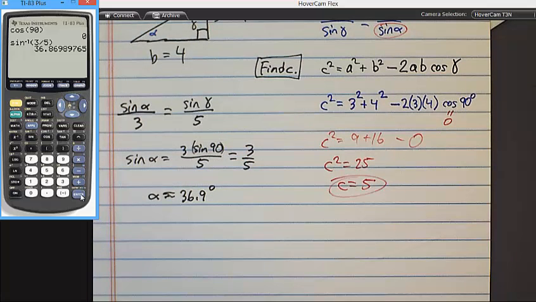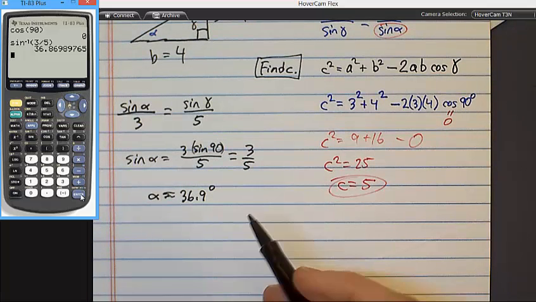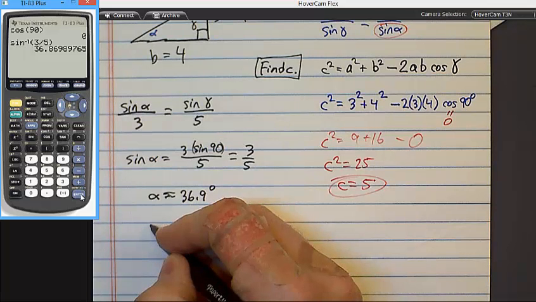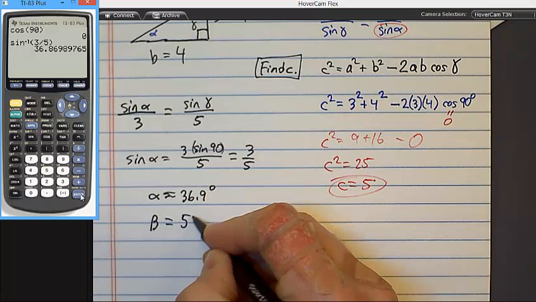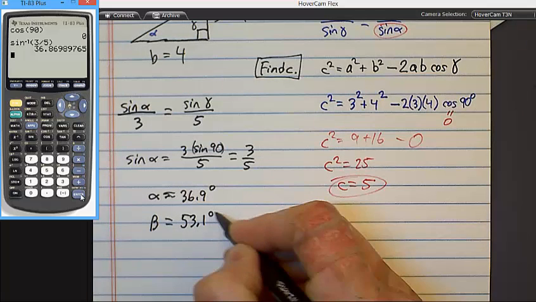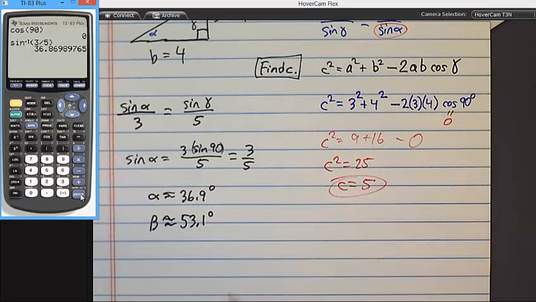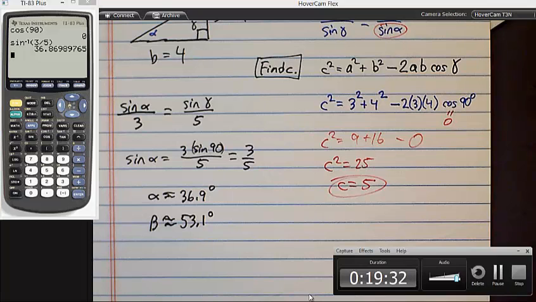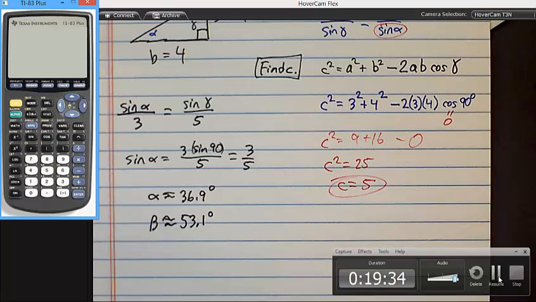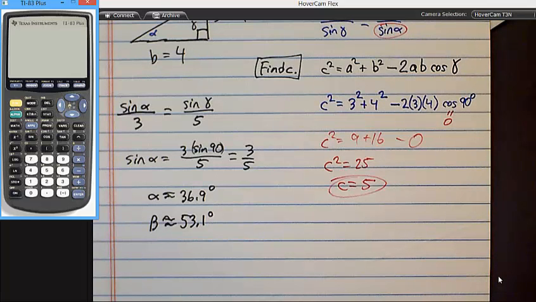And I know what gamma is, so I ought to be able to get beta by subtracting from 180. And so I'm going to get approximately 53.1 degrees. Okay, we have all the angles of the triangle and the sides of the triangle.